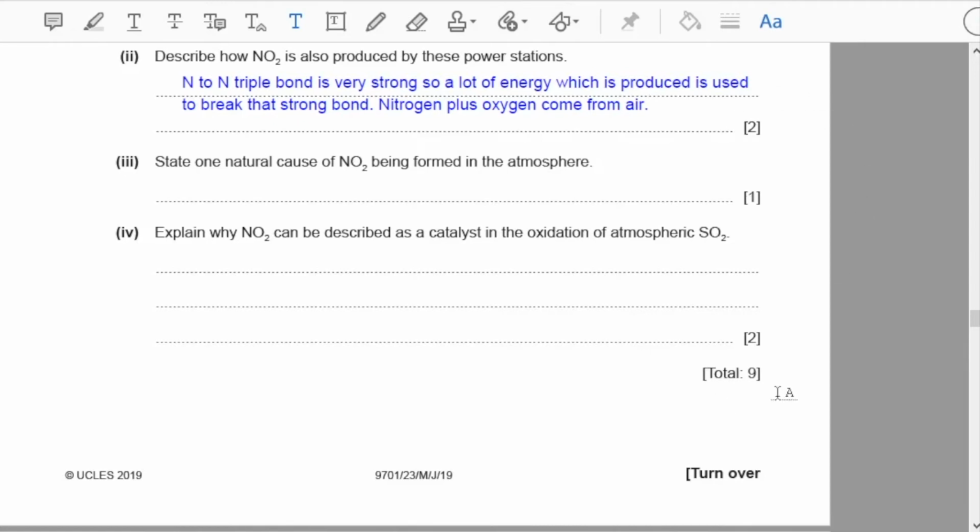Part 3, state one natural cause of nitrogen dioxide being formed in the atmosphere. That's lightning.